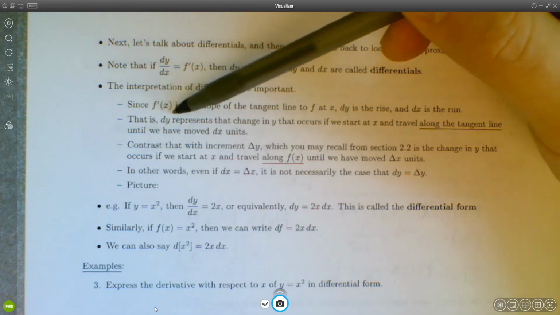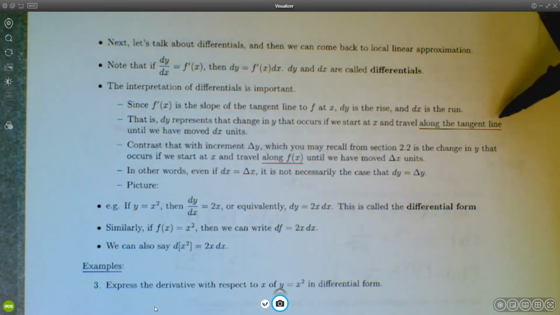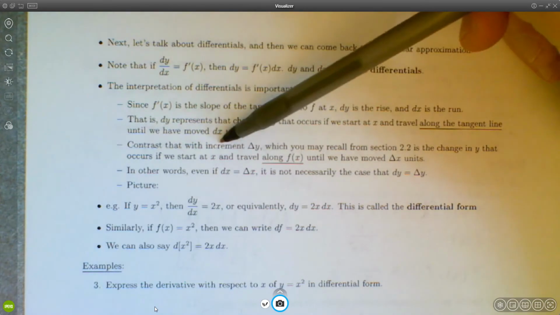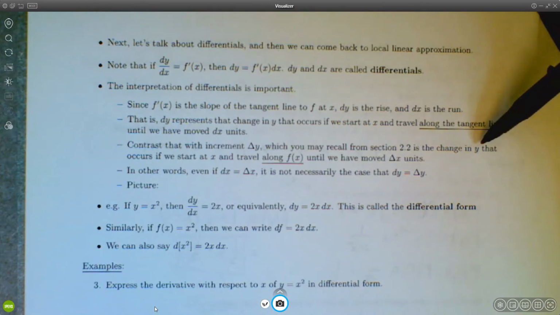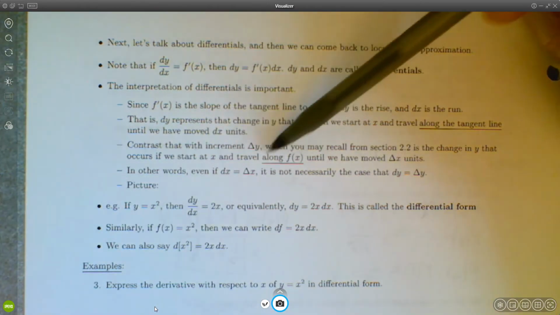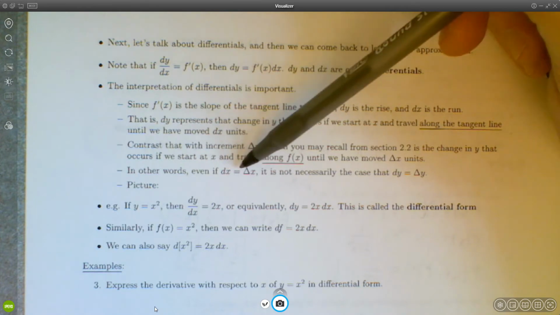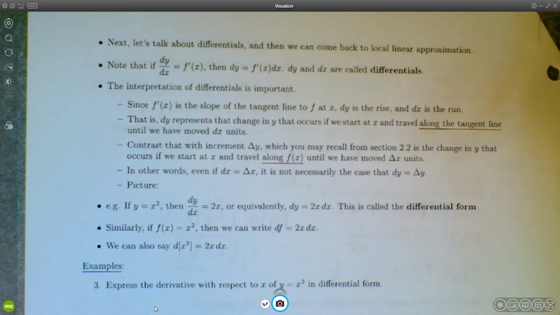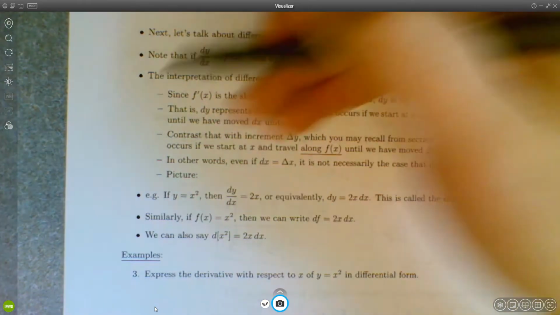So what that means is that dy represents the change in y that occurs if we start at x and travel along the tangent line until we have moved dx units. Contrast that with the increment delta y, which you may recall from section 2.2 is the change in y that occurs if we start at x and travel along f of x until we have moved delta x units. So in other words, even if dx is the same thing as delta x, it's not necessarily the case that dy is the same thing as delta y. And it didn't leave us much room for a picture here, so I'll draw it over here in the margin.